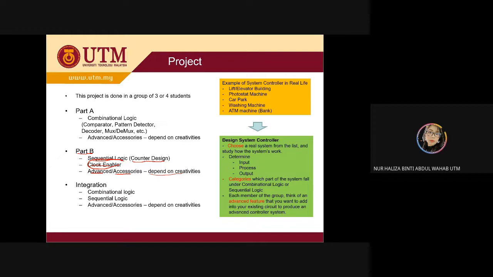And lastly, we call it Part C, or the integration part. You combine your combinational logic from Part A and also your sequential logic from Part B. You're going to integrate them together. And you can also have extra and advanced accessories if needed.